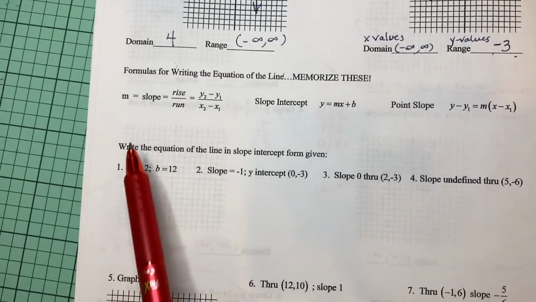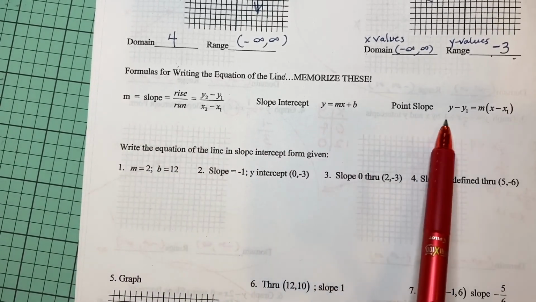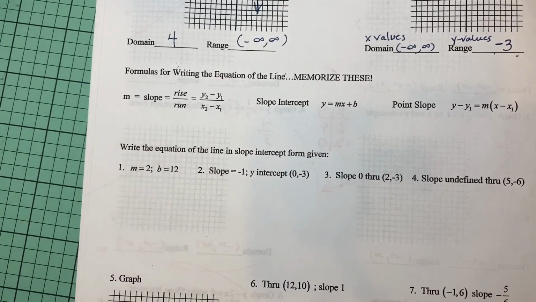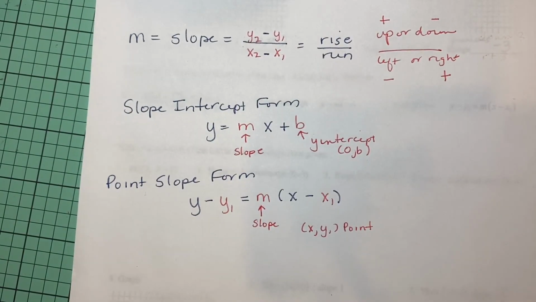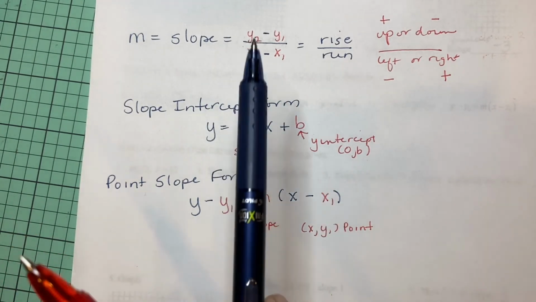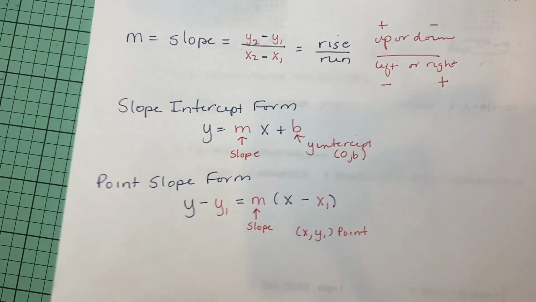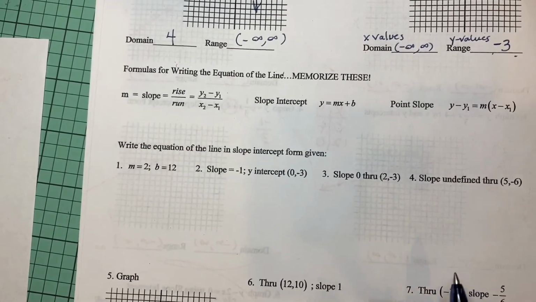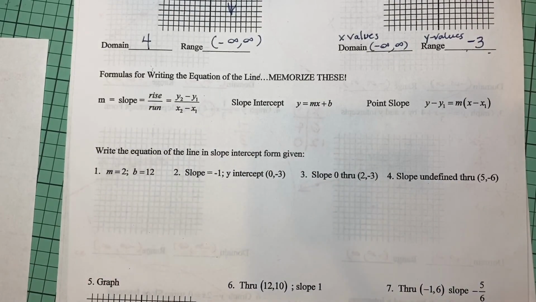Up at the top, sorry about that, I wrote the formulas: rise over run, slope-intercept, and point-slope. But remember, you've got this sheet of formulas as your notes, which are, in my opinion, easier to look at. So these are the formulas you want to use for these problems, 1 through the rest of these problems. They're the same formulas as you have up there.